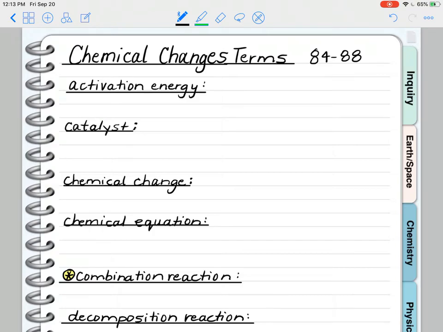And the first term is activation energy. And this is the energy needed for two colliding atoms or molecules to react.